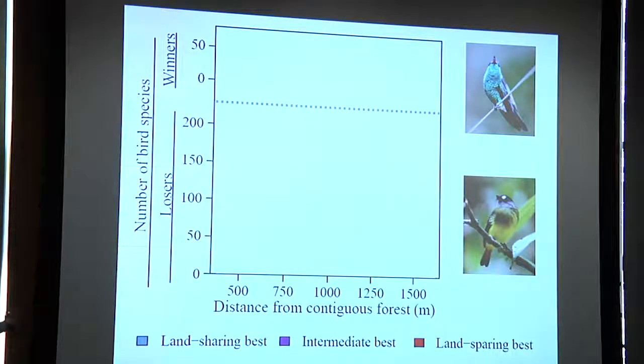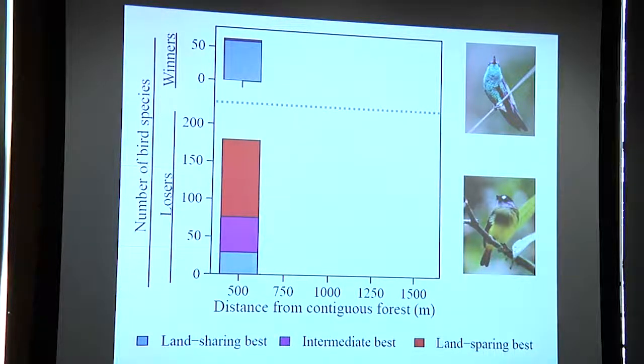We have our distance from contiguous forest on the x-axis. We have our number of forest birds, winners on top and the losers beneath, on the y. So at 500 metres, we find that the winners at the top, all of those species pretty much would do best if we farmed via land sharing. So if you have higher abundance in farmland than forest, you're a winner and you would do best with land sharing. If you're a loser from agricultural expansion, then you would, largely speaking, do best from land sparing.